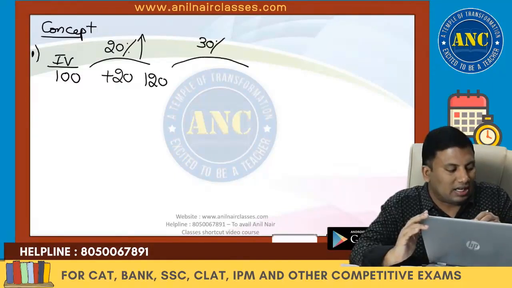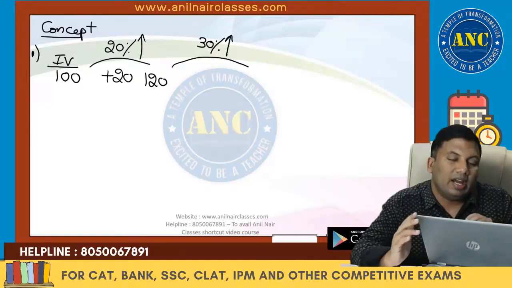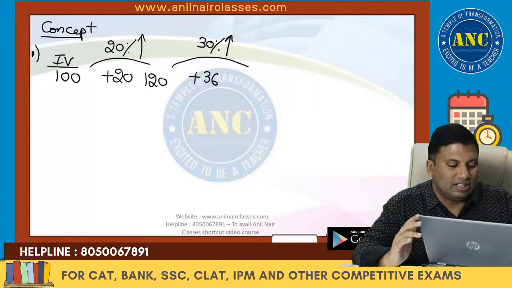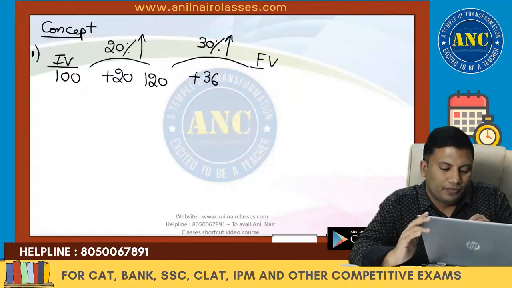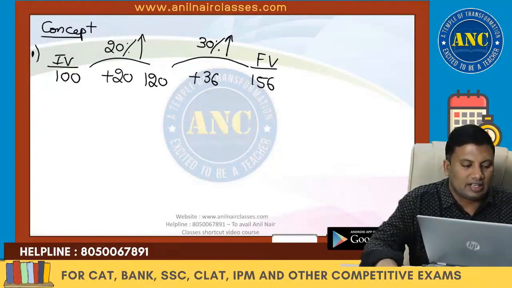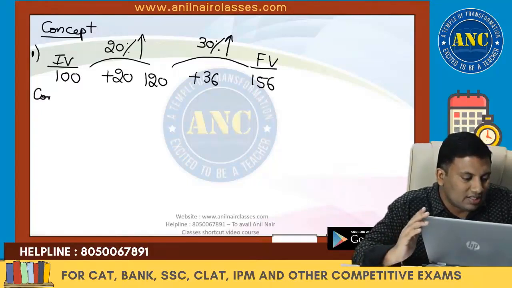Again, there is a 30% increase. 10% of 120 is 12, so 30% is 36. Final value is nothing but 156. Some conclusions based on this example.